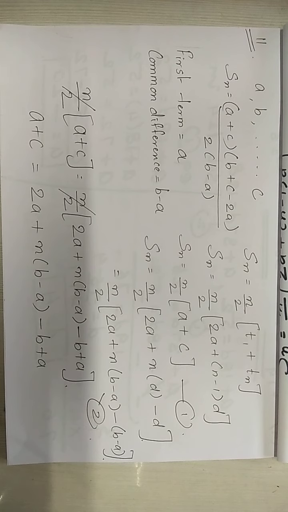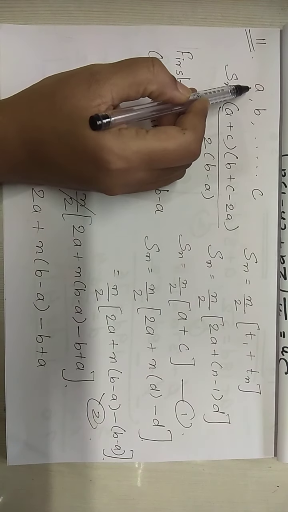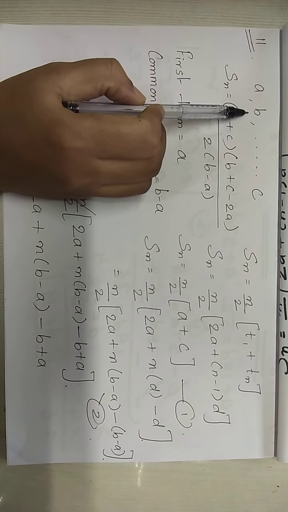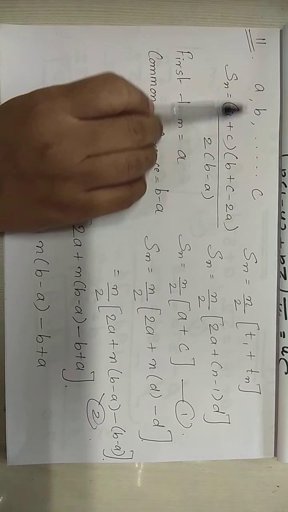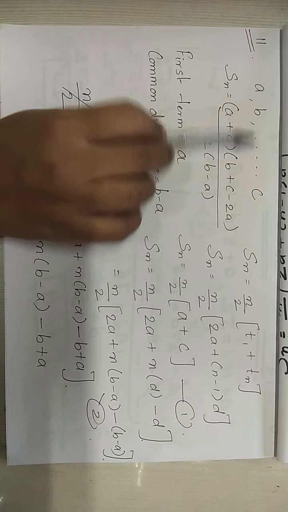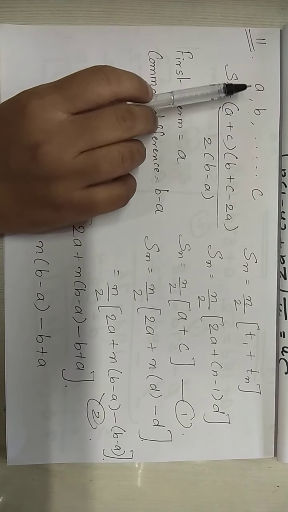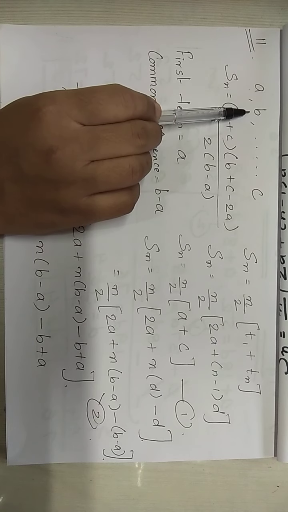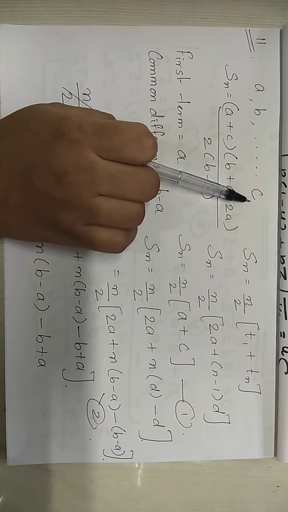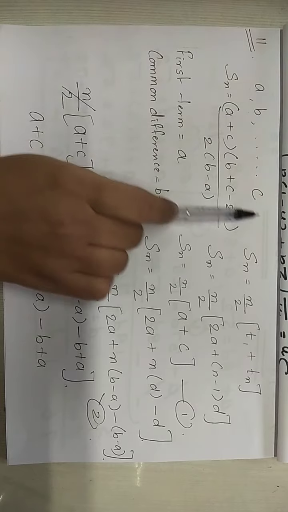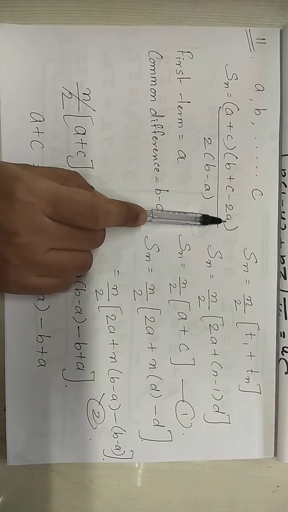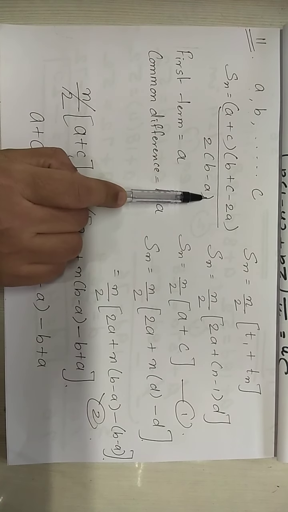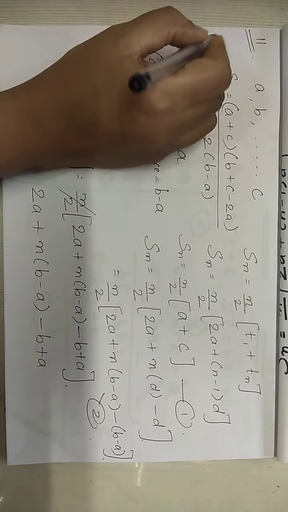Okay, so question number 11 says that the first term of an AP is given as A, the second term of the AP is given as B, and the last term of the AP is given as C. They have not told us how many terms are there in between. We know nothing about the number of terms. We know only the first term, the second term, and the last term. And we have to prove that the total of all these terms is (A plus C) (B plus C minus 2A) upon 2 (2B minus A). This is what we have to show.